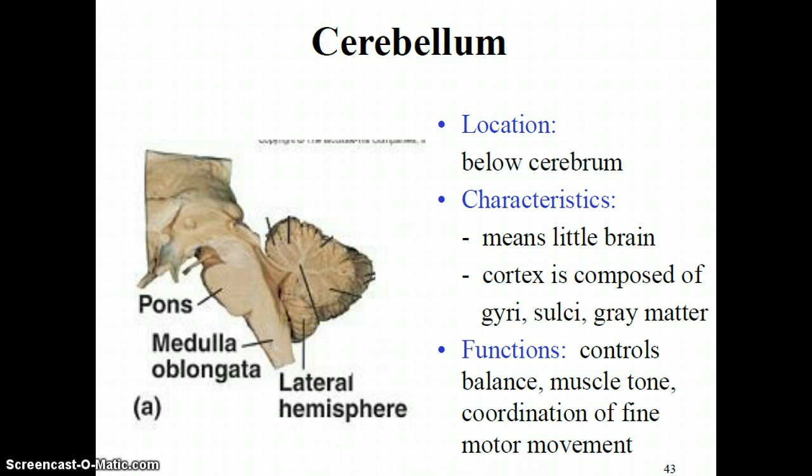And here's the cerebellum. This is inferior to or below the cerebrum. Literally, cerebellum means little brain. This tells you some of the components of the cortex of the cerebellum right here. And the functions are to control balance, muscle tone, and coordination of fine motor movement.